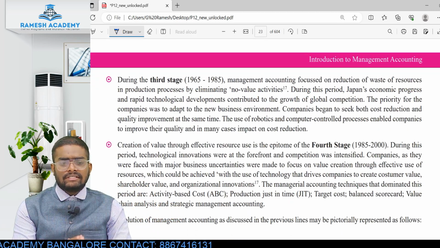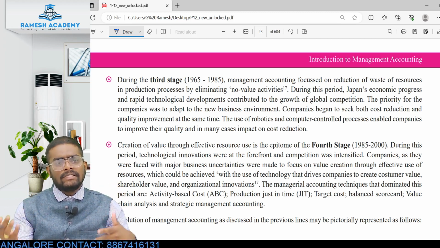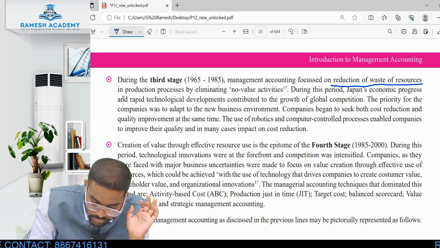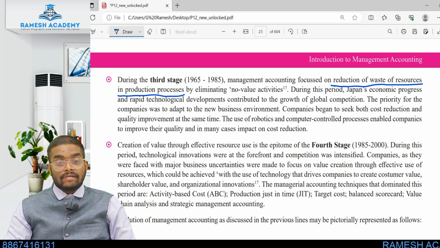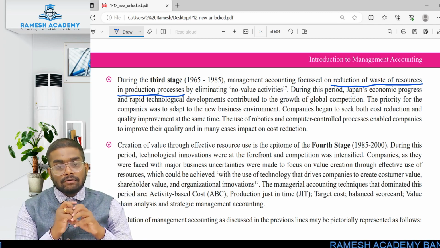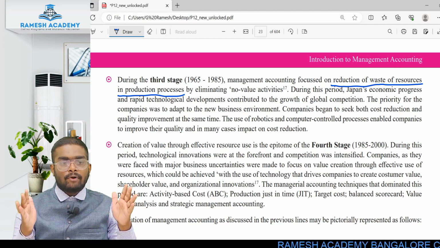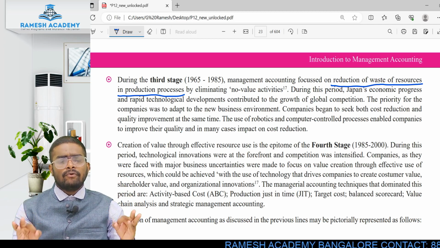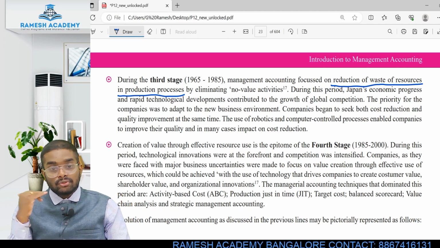Third stage is the stage which we are practicing. We are practicing even today. What is that? Focused on reduction of waste resources. So in this stage, we were concerned about the wastage of resources. Now we came to the conclusion that we have to have a production process where there will be minimal wastage. We have to efficiently and effectively use our resources since the resources are scarce.